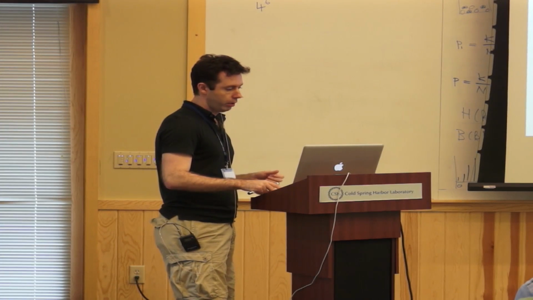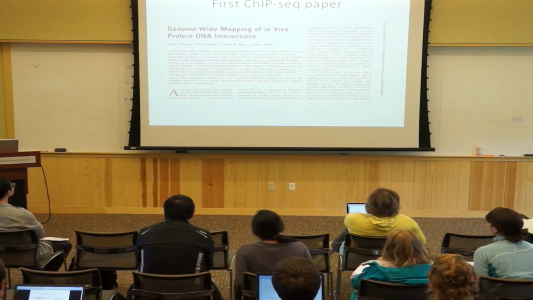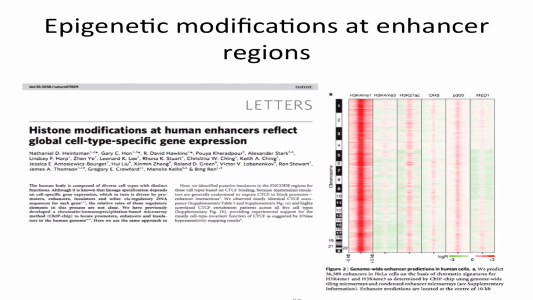Anyway, just briefly, I want to tell you about a couple of papers that are interesting. This was the first ever ChIP-seq paper. A few years old now, but it did ChIP-seq using NRSF and other elements. It's a landmark paper in the sense that it's the first ChIP-seq paper, and the first that actually defined these enhancer regions I was telling you about, and defined the fact that enhancer regions are marked by specific histone modifications.